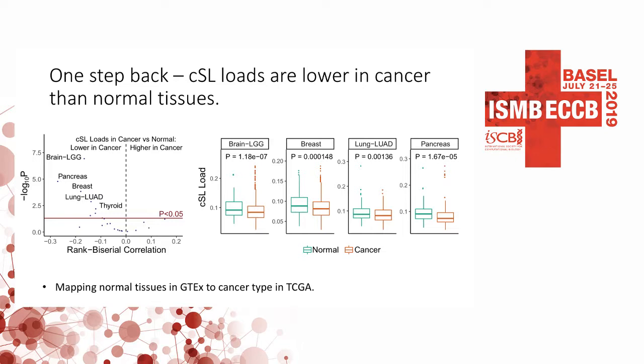So this is again a rank biserial correlation graph, and if it's below 0, it implies that CSL loads are lower in cancer and higher in normal. This is a negative log p-value. And you find that for separate cancer types, normal versus cancer, there's a drop of CSL load from normal to cancer, implying that some CSLs have to be lost from normal to cancer.